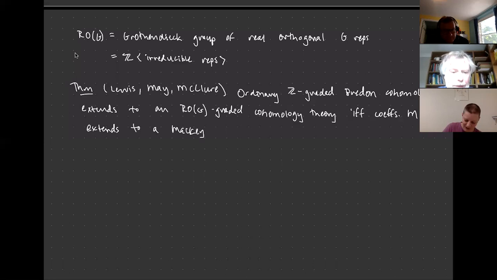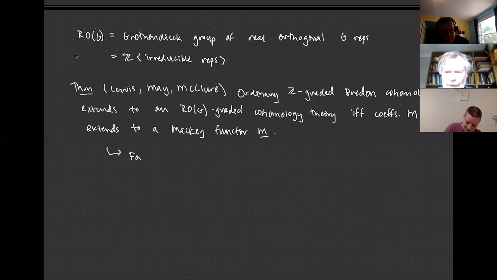So I imagine that some of you are familiar with Mackey functors, some of you have heard of Mackey functors but don't really know what they are, and some of you are hearing about this for the first time. So I'm going to say more about that in a moment. But there's kind of a little bit to unpack here. So what I'm saying is that we had this ordinary integer graded Bredon cohomology. It was graded on dimension, right? Dimension of spheres in our usual cohomology sense. And now it's RO(G)-graded.